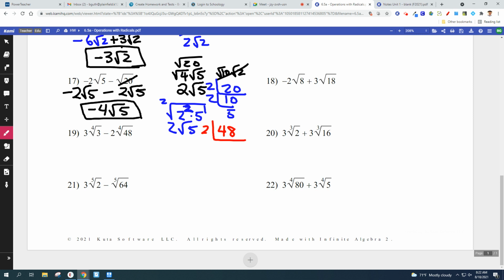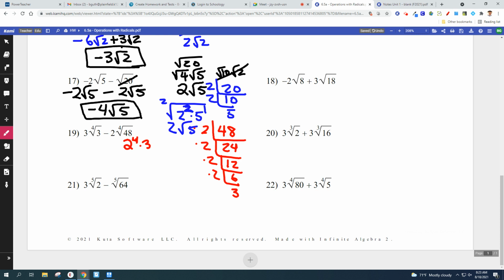I can divide by 2 and I get 24. I can divide that by 2 and I get 12. I can divide that by 2 and I get 6. Divide by 2 and I get 3. So 1, 2, 3, 4 2's and a 3. So I'm going to change that 48 into 2 to the 4th times 3.